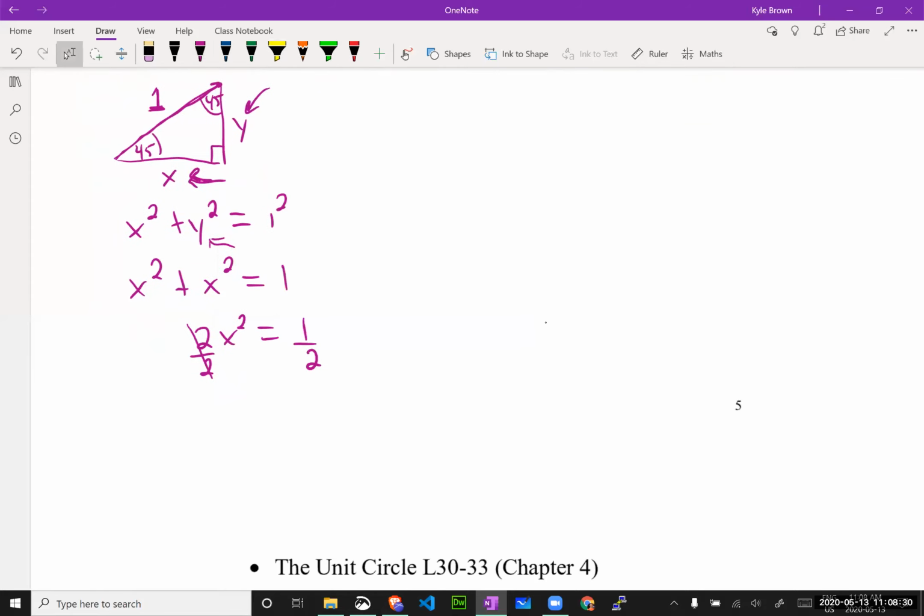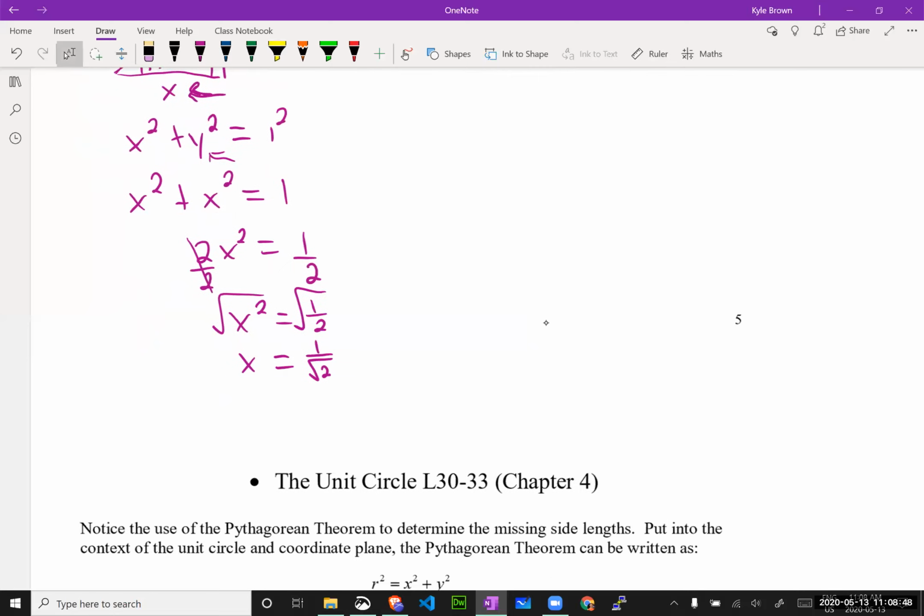Okay. And then what we have left here is X squared is equal to a half. And then I'm going to square root both sides. If we do that, we end up getting X is equal to 1 over root 2. Now that's true, that is right, but we don't really like having those square roots in the denominator, right? So if I'm going to actually start using this as a point, I'm going to need to rationalize the denominator.